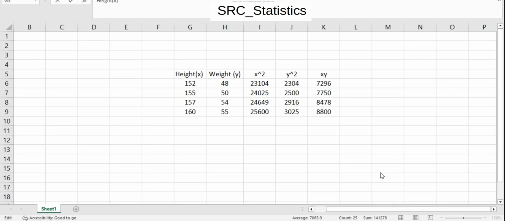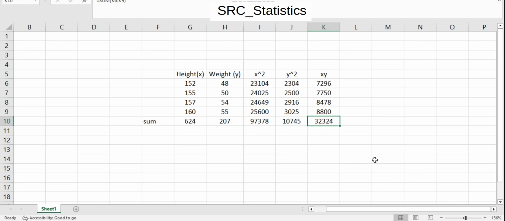I am showing my calculation here. So we got x square the third column, y square the fourth column, and xy the fifth column. Then we find out the sum of all these, sum of each column. After adding each column, we get summation x as 624, summation y as 207, summation x square 97378, summation y square 10745, and summation xy 32324.